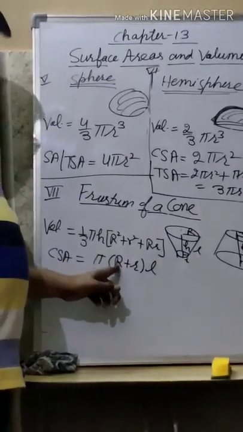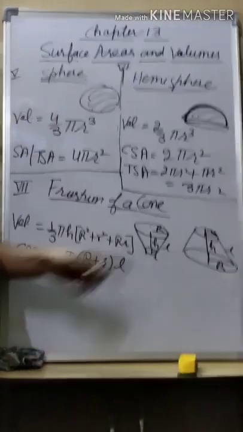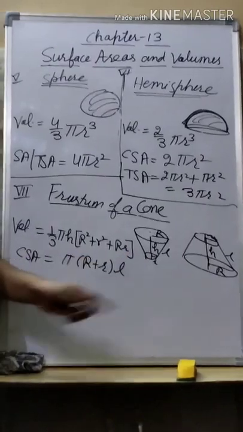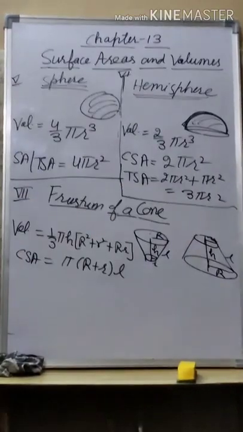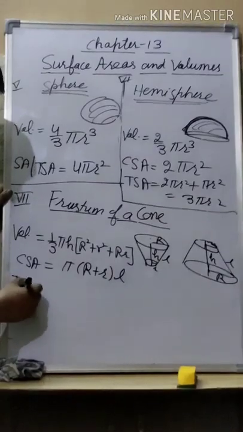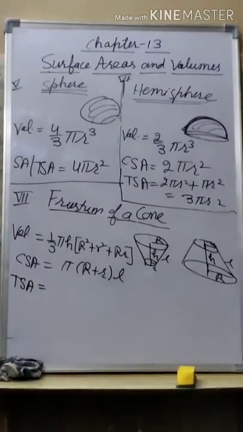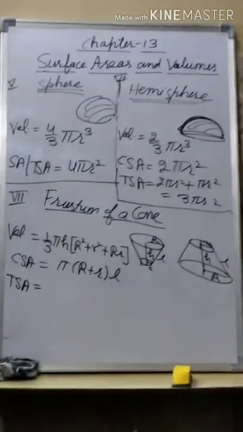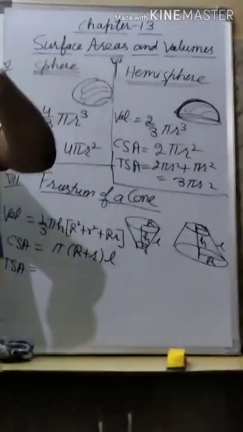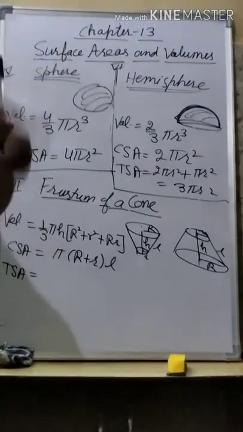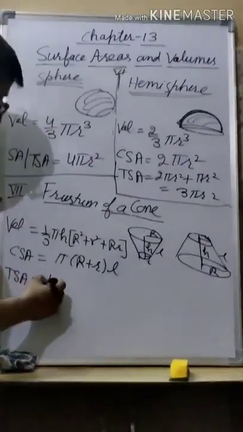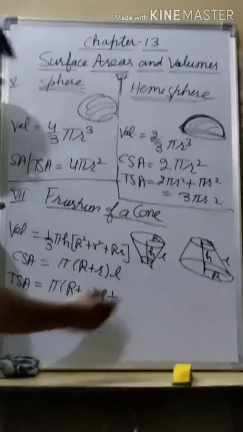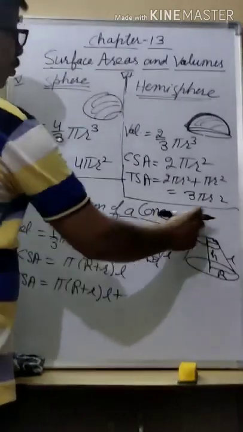So pi (R plus r) L, where capital R is the radius of the upper end, and small r is the lower end, meaning the smaller end, and L is the slant height. Now TSA, my dear students, total surface area, means the curved surface area, which is pi into (R plus r) into L, plus the area of both ends.